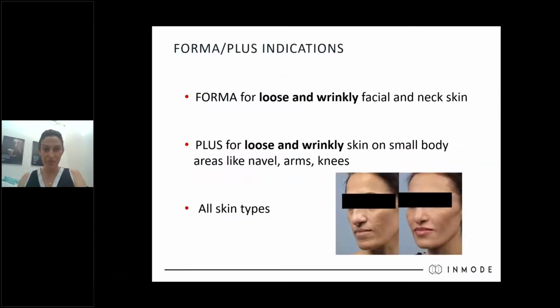So what are the formal indications of the 2 applicators? Forma is for loose and wrinkly skin of the face and neck, and the Plus is indicated for the treatment of loose and wrinkly skin on small body areas like navel, arms, and knees. And as RF is colorblind, we can actually treat all skin types, 1 to 6 Fitzpatrick.